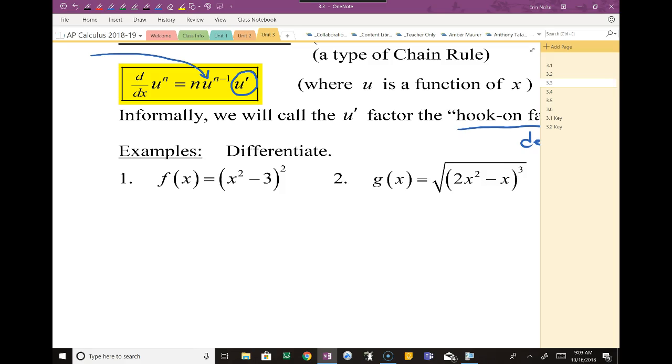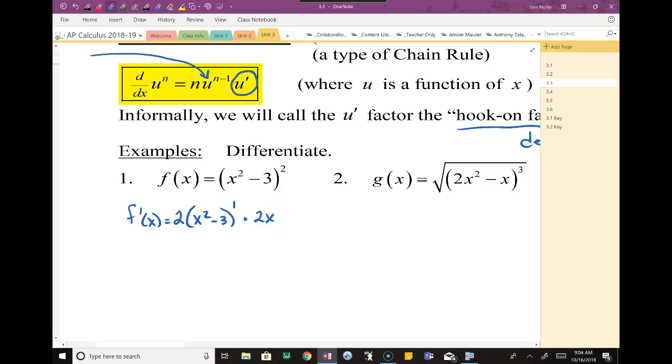So for question number 1, you're going to start by deriving the outside. You're going to ignore the fact that I have some stuff on the inside, and derive the outside of it. So the 2 is going to go out to the front. My inside, I don't touch it, and then I lose 1 on my exponent. So what's my new exponent going to be? To the first power. Then I have to multiply by my hook-on factor, which is the derivative of the inside. So what is the derivative of the inside? 2x.